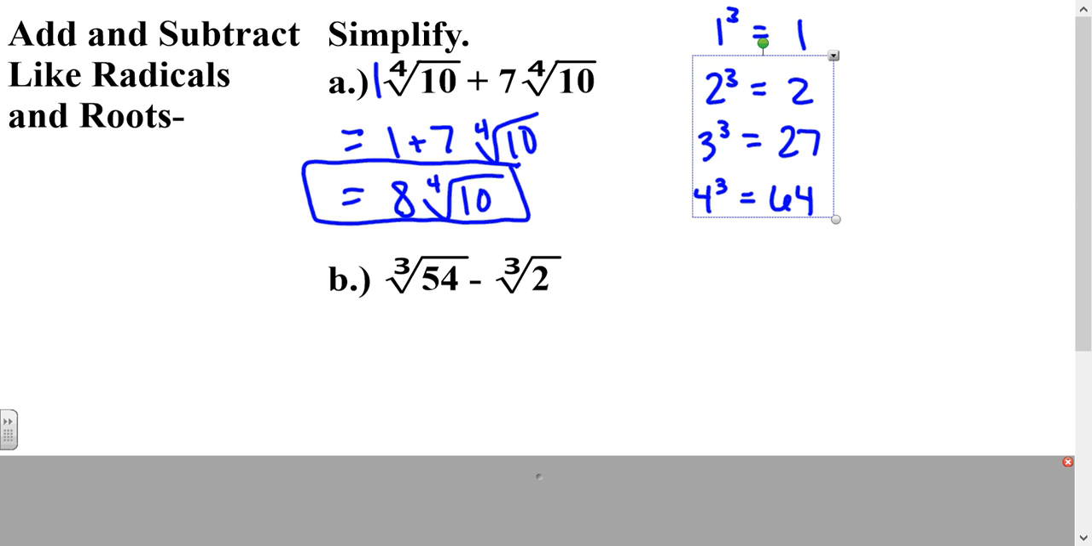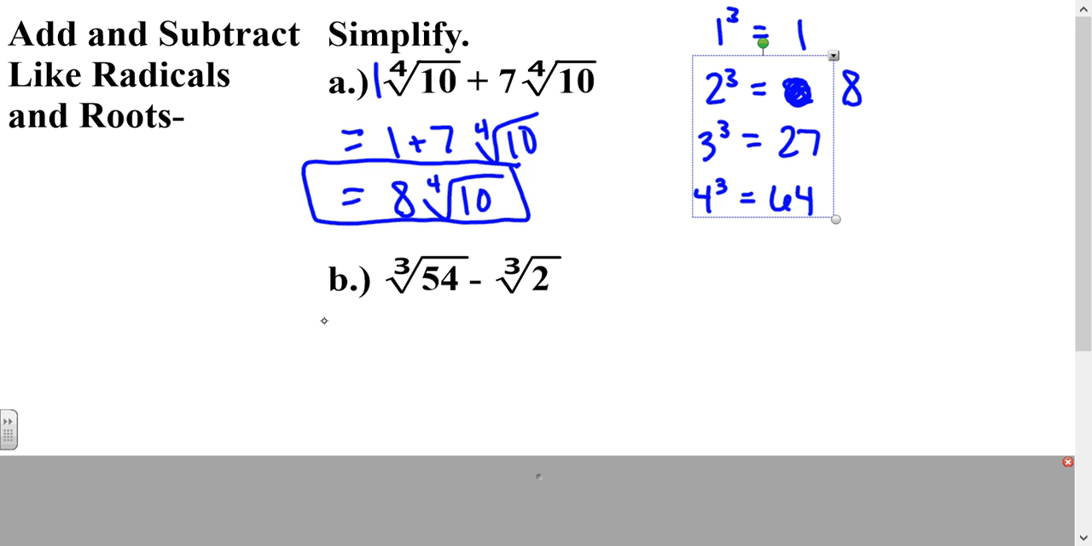So 54 divides by 2. And I don't even know why I wrote 2 there. Having a hard time. So 2 to the third power is not 2, it is 8. Back to what I was saying. The cube root of 54, if I can divide any of these numbers by 54, I can break it down. Well, 54 divides by 27.